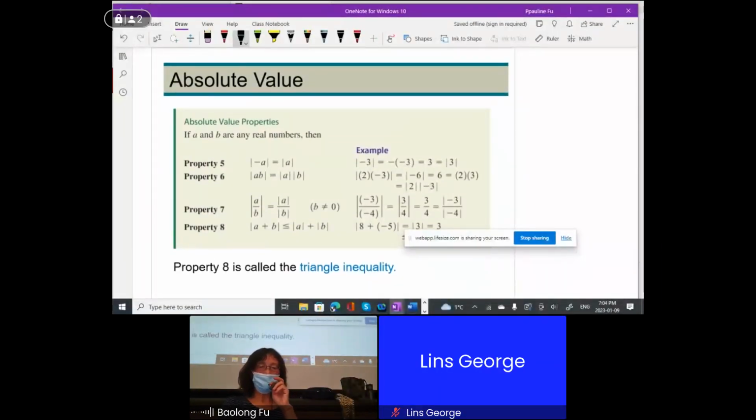And this one is about absolute value, okay? Just remember, the result of an absolute value is always a positive number. So for example, the absolute value of negative 2 is 2. The absolute value of 0 is 0. The absolute value of positive 3 is 3.